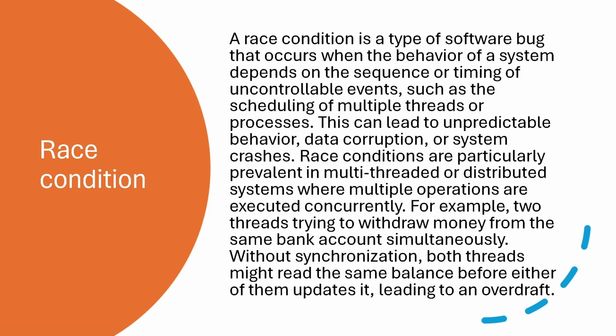This can lead to unpredictable behavior, data corruption, or system crashes. Race conditions are particularly prevalent in multi-threaded or distributed systems where multiple operations are executed concurrently. For example, two threads trying to withdraw money from the same bank account simultaneously. Without synchronization, both threads might read the same balance before either of them updates it, leading to an overdraft.